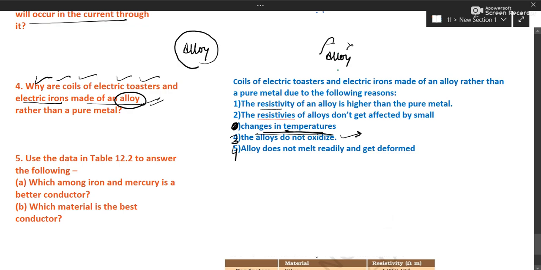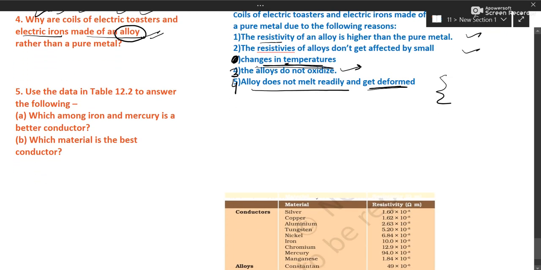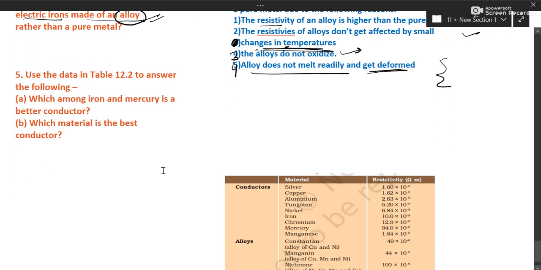Third, they do not oxidize, that is, they do not burn easily. They don't burn easily and they don't melt easily. They don't get deformed easily. No change in shape easily. They're strong. So all the reasons are okay, but these 2 are the most important reasons that must be written if any question based upon alloy comes, that why this thing is made up of alloy. Okay, then we have to do this last question.